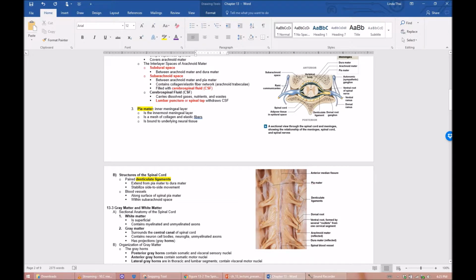Okay, structures of the spinal cord. We have paired denticulate ligaments. This is what they look like. They extend from the pia mater to the dura mater, and they stabilize side-to-side movement. So here you can see the denticulate ligament right here as well.